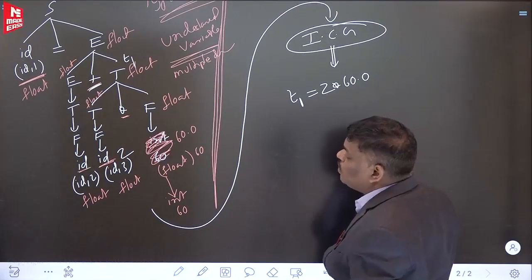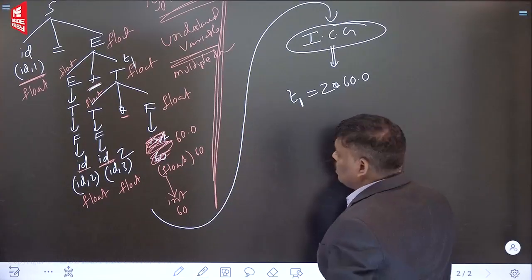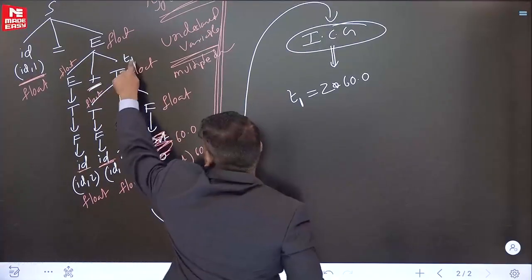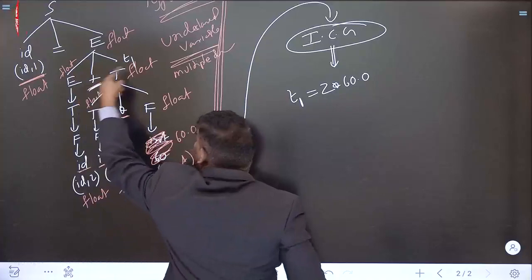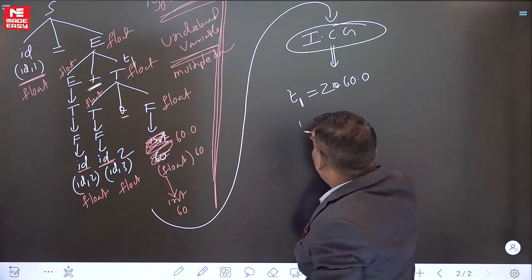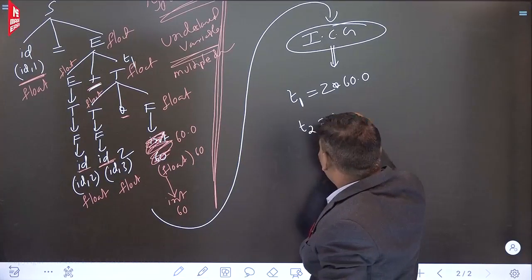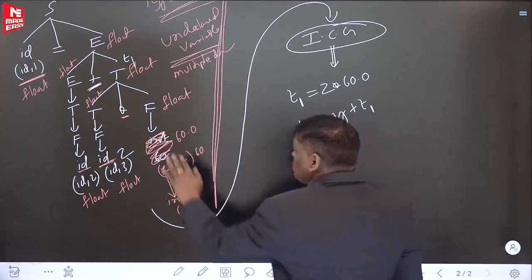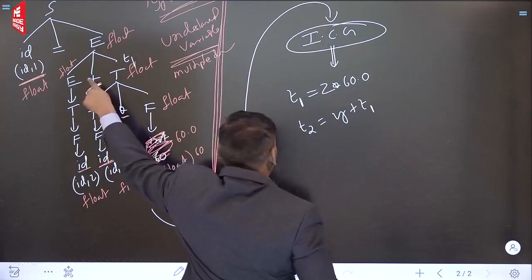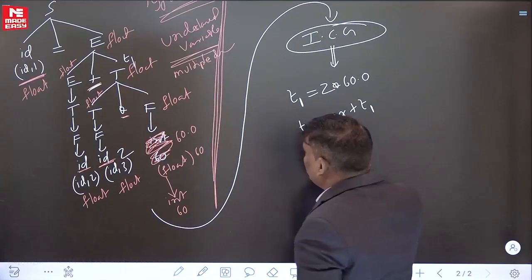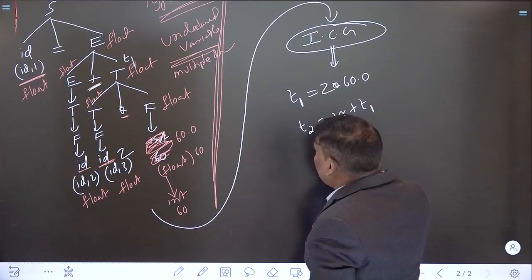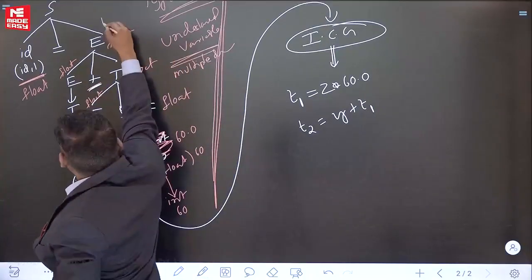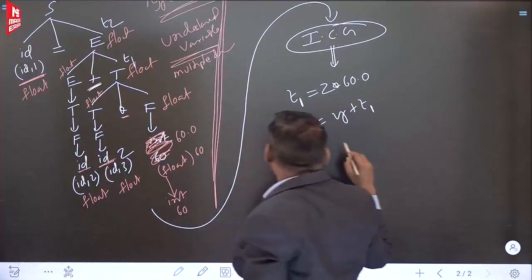After star, next plus. What is the answer? Plus is going to be ID2 plus T1, because that is already done in T1. So what is the answer now? T2 is equal to ID2, meaning Y, plus T1. This is the next operation. First star will be done. Next plus will be done. That is T2. What is the last one? ID is equal to T2.